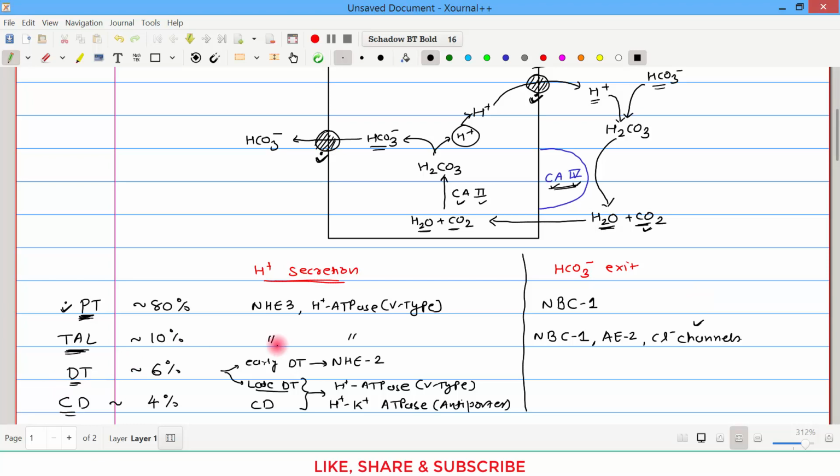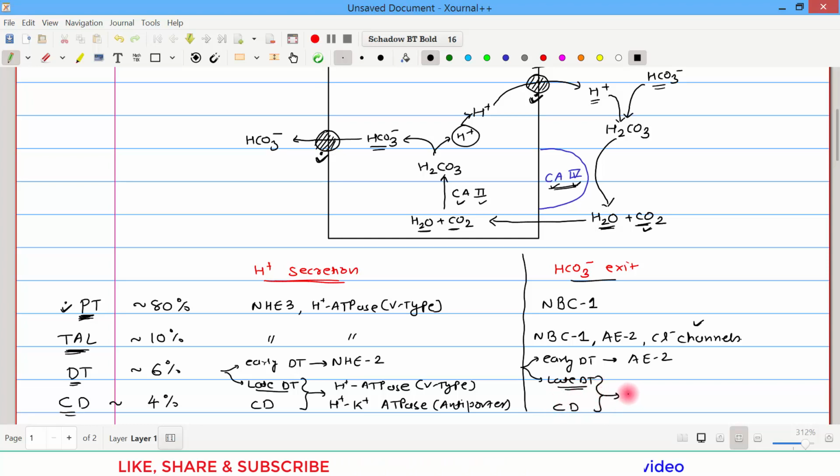In the distal tubule, here also there are two parts, the early distal tubule and the late distal tubule. The early distal tubule employs anion exchanger 2 for bicarbonate exit, and the late part of the distal tubule and the collecting duct both employ anion exchanger 1 for bicarbonate exit. Now let's take a brief look at all these different transporters.